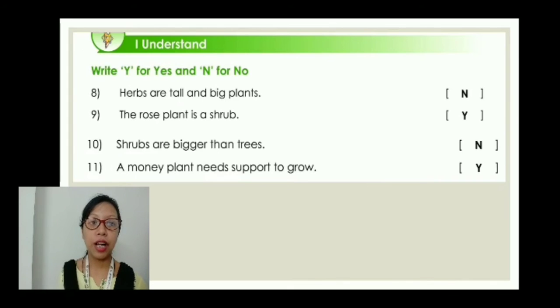Then number 10, shrubs are bigger than trees. No, because trees are bigger than shrubs. Number 11, a money plant needs support to grow. Yes, money plants do need support to grow. They need some other things or plants to grow upwards.